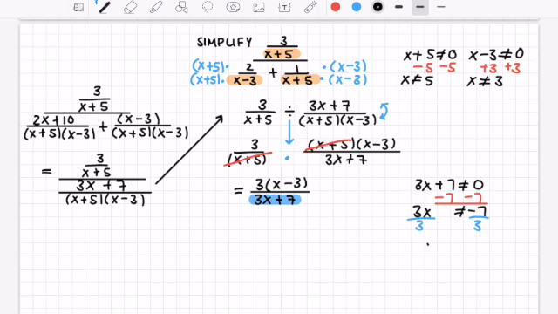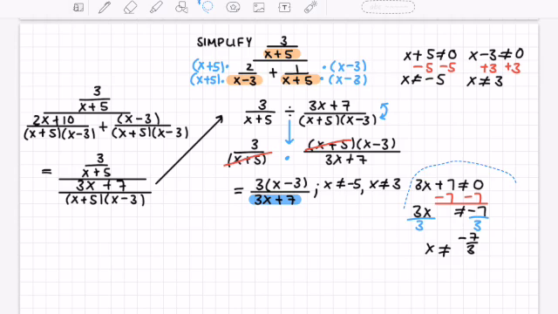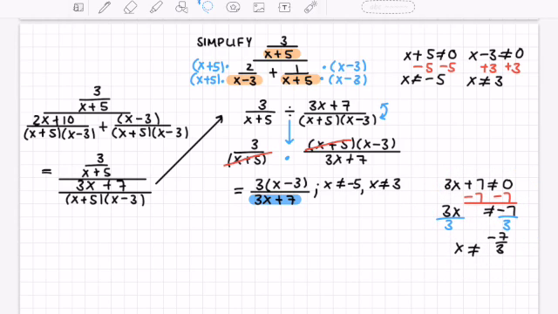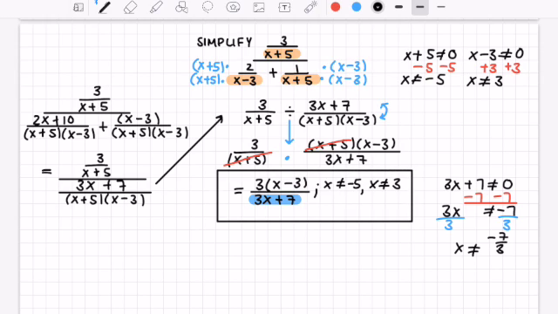So again, because our restriction is not the same, that means that I need to place additional restrictions on my simplified answer, which would be x cannot equal negative 5, and x cannot equal positive 3. I misspoke earlier, it was supposed to be negative 5. And so that would be my final answer in the end. You would get the simplified fraction with 2 different restrictions added on.